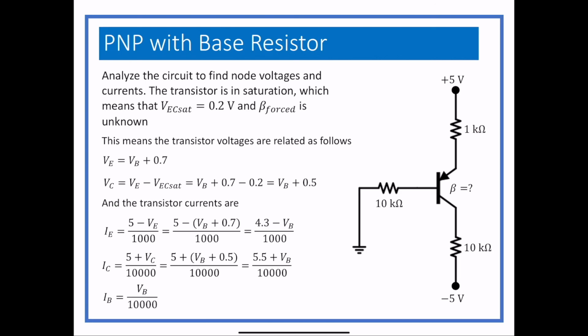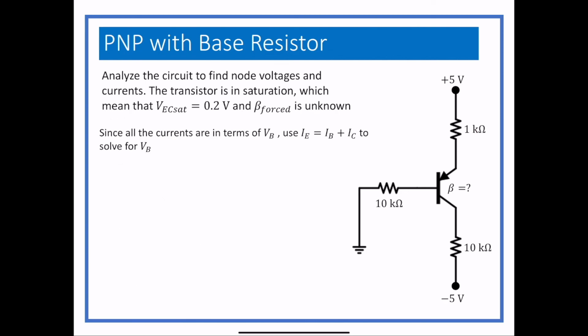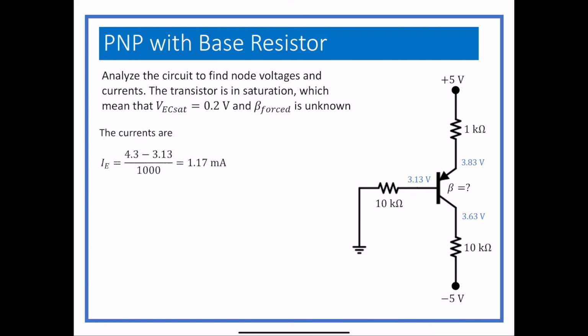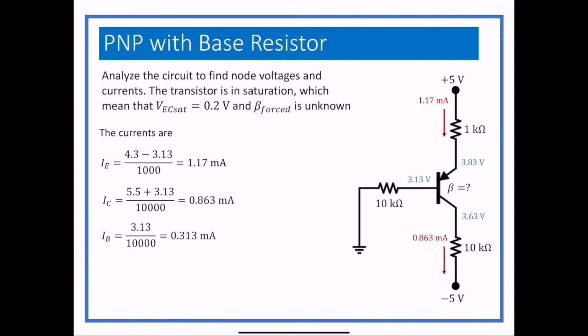So now that I have IE, IC, and IB all in terms of the base voltage, I can take that and just make one big long equation with just IB or VB in it. And when we go through and find that, we can solve for VB. That's 3.13 volts. And then we already had the relationships for VE and VC, and you'll notice that they are actually 0.2 volts apart, which is good. So we have those values. We have the relationships from the previous page, which told you what the currents were. So we can go and find each one of those currents.